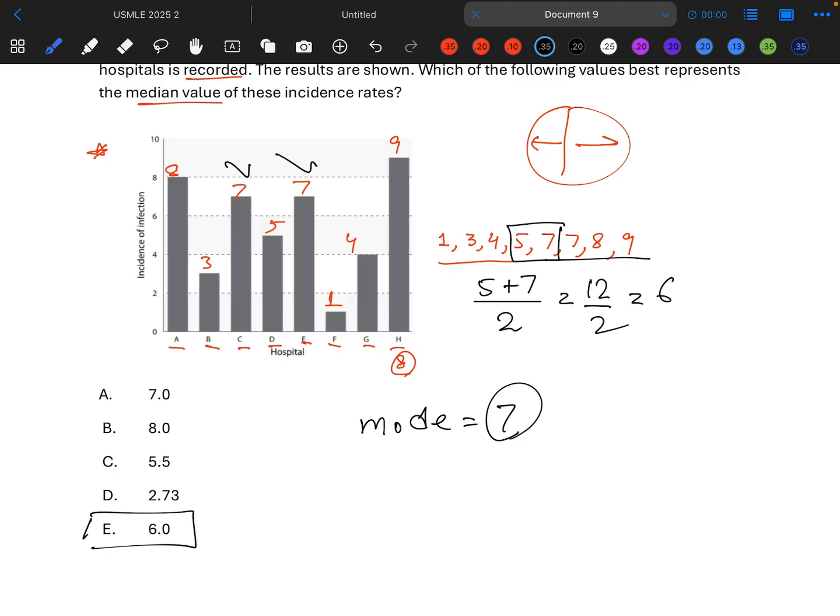What will be the mode? The mode will be 7. One to two times, 7 is common. Understand? And if we talk about the mean, we will make a sum of all the values.